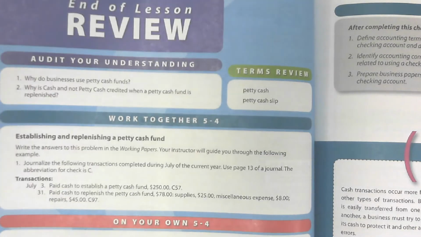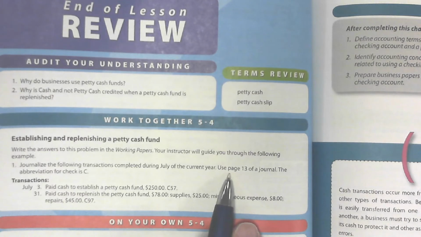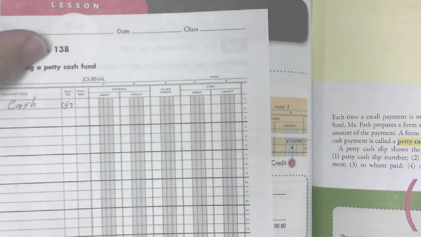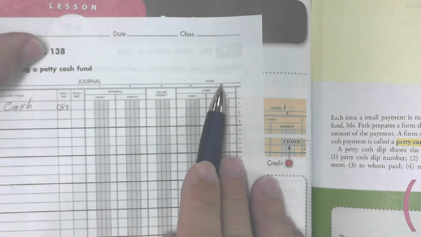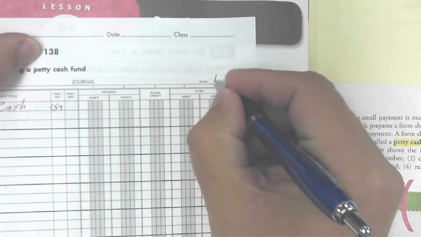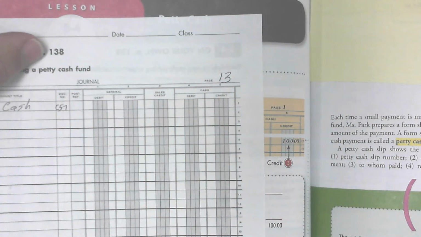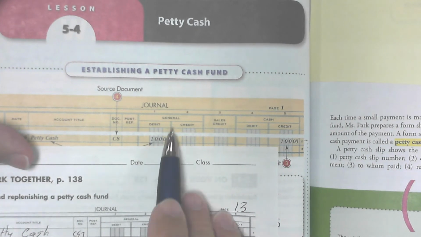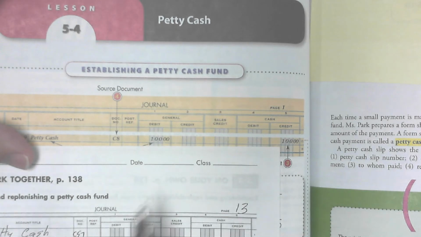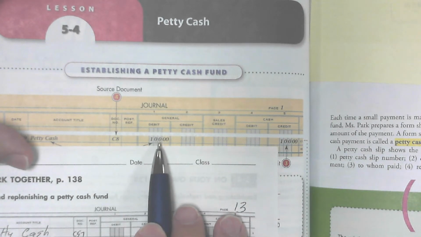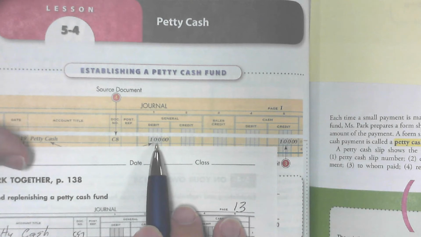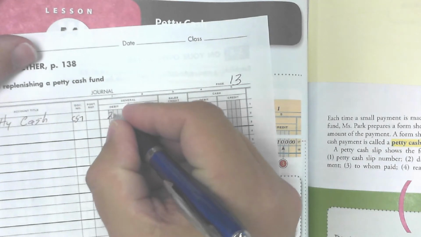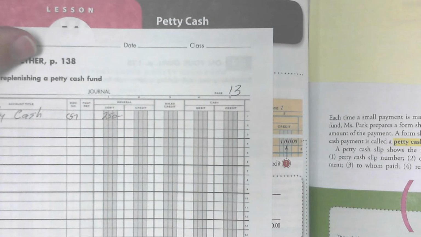And then this is going to be on page 13 of our journal. So that goes here in the top right corner, page 13. Then it's $250. So remember, in our general accounts, our increases are on the left. So our petty cash is going to go up. In the instructions, it says the petty cash is $250. So we've got $250 there.